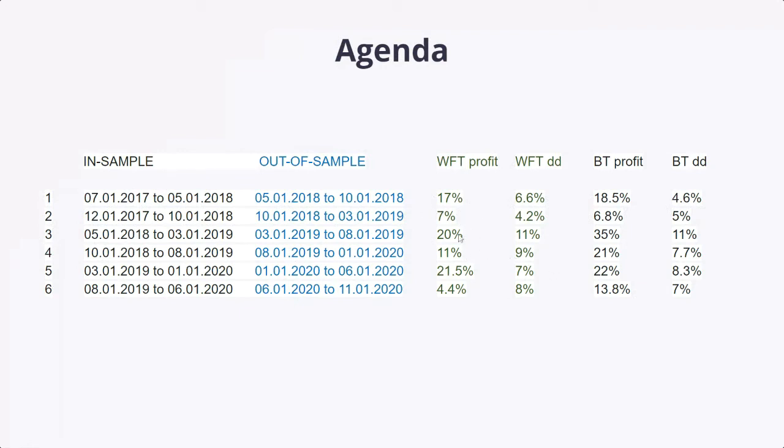Set 3, 20% versus 35%. Now this is a bit more substantial difference, and it's just about half, or a bit more than half, but that is a difference. Both are positive though. 11% drawdown is the same. Set number 4, 11 versus 21, 9 versus 7.7% drawdown. Set number 5, 21.5, 22 is about the same. And then set 6 is probably the biggest difference in relative terms, at least, not in absolute terms. 4.4 versus 13.8 and 8 versus 7.